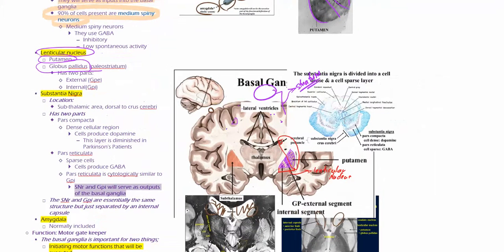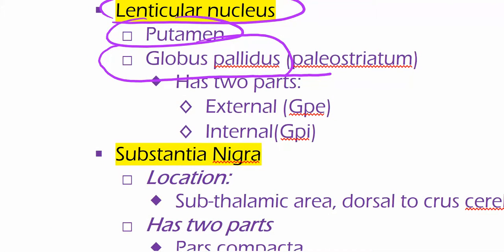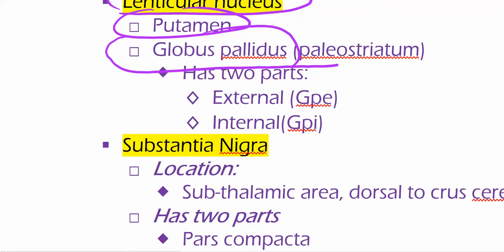So the lenticular nucleus is the putamen and the globus pallidus. The globus pallidus is also referred to as the paleostriatum. So what was the neostriatum? Putamen and caudate nucleus, that's right. The globus pallidus has two parts, GPE and GPI. GPE is globus pallidus externa, and GPI is globus pallidus interna.